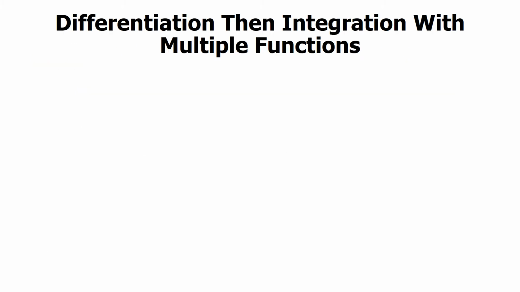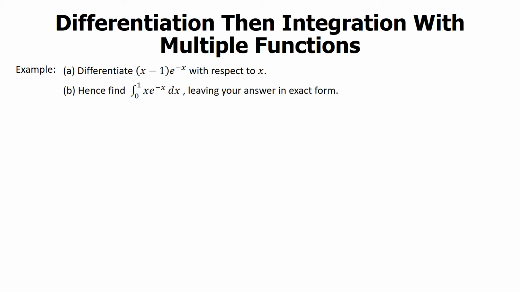Now, let's see how we can differentiate and integrate with multiple functions. Here is the example. A. Differentiate x minus 1 times e to the power of negative x with respect to x. B. Hence find the integral from 0 to 1 of x times e to the power negative x dx. Leave your answer in exact form.